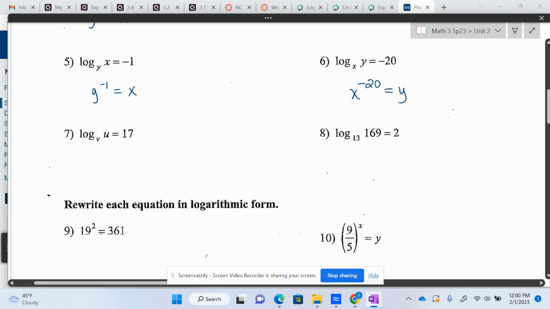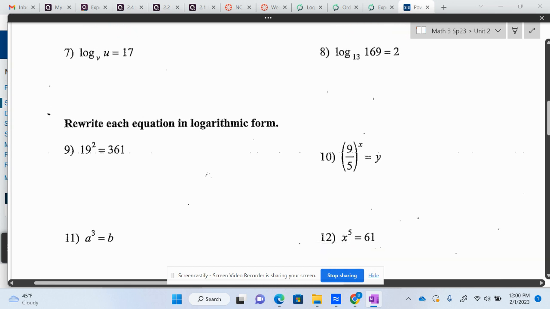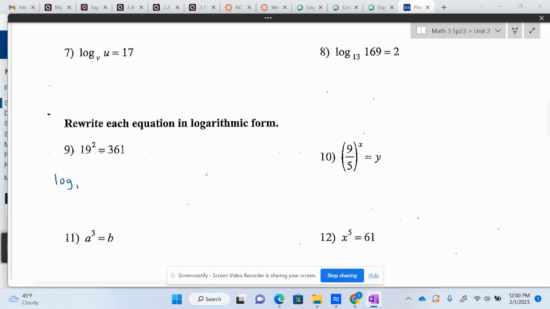So now we're going to write each exponential equation in log form. Okay. So log base what? What's my base? 19 of 361 equals my exponent. Yep. Next one. Log base 9/5 of y is x.